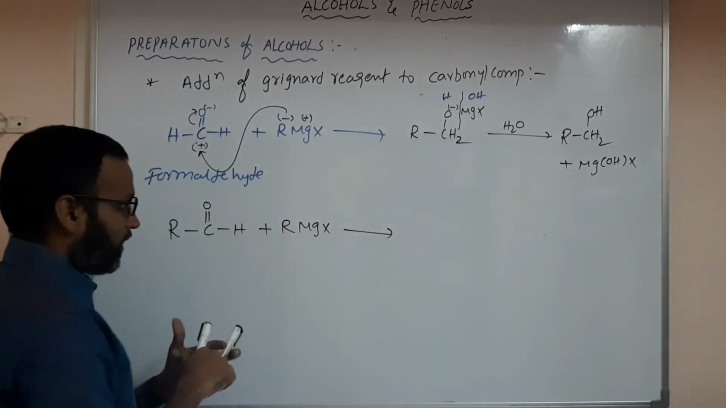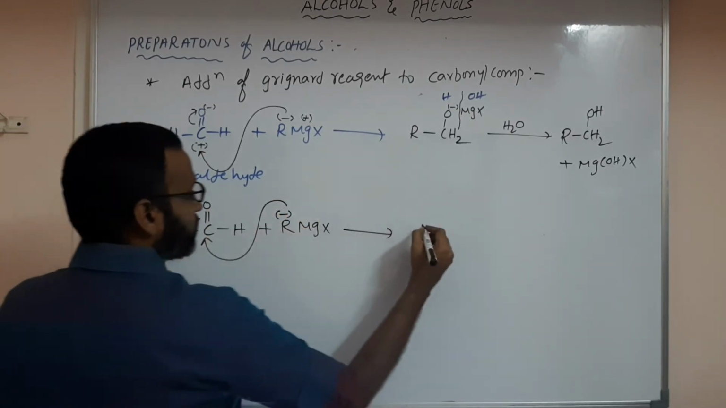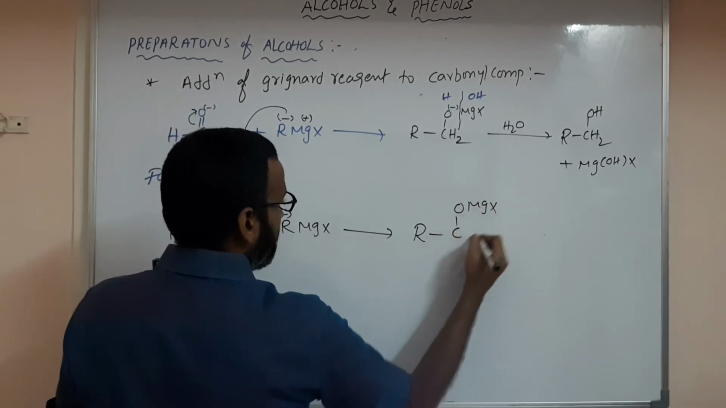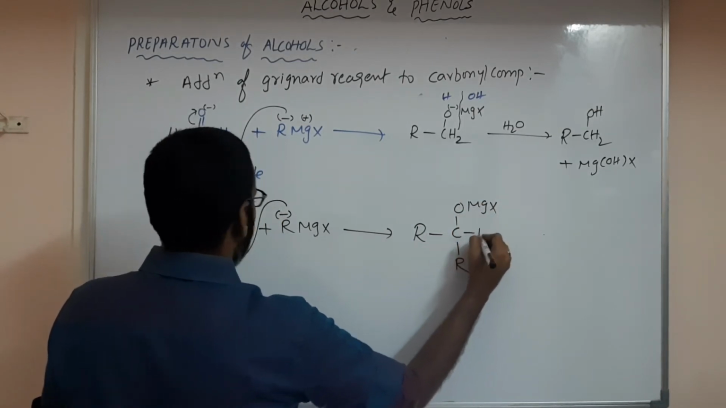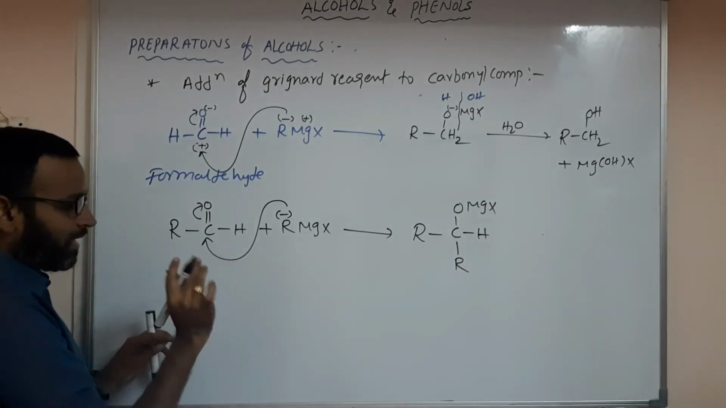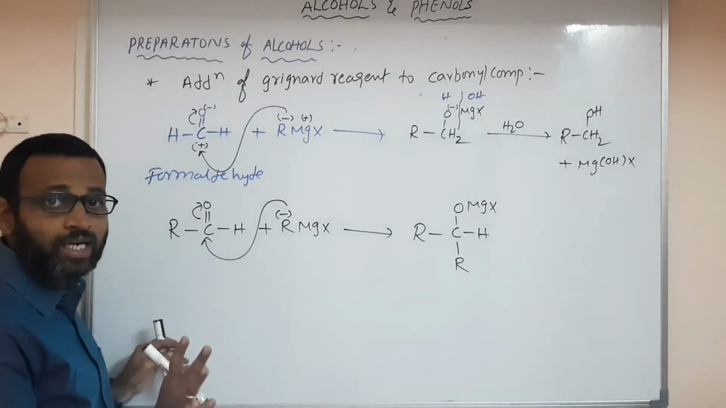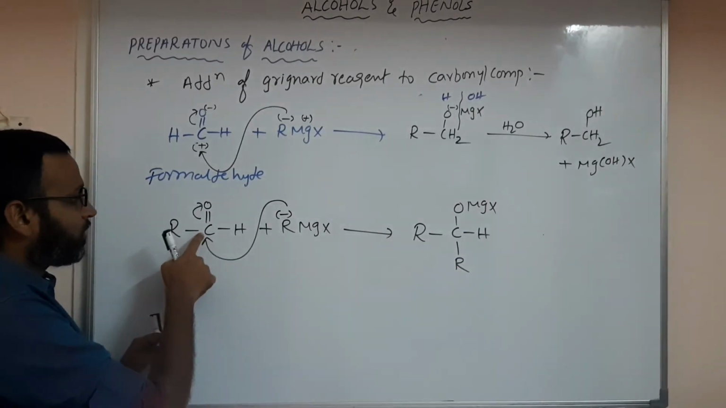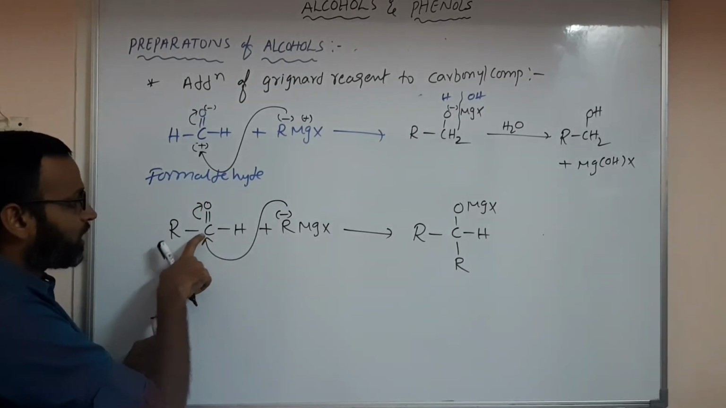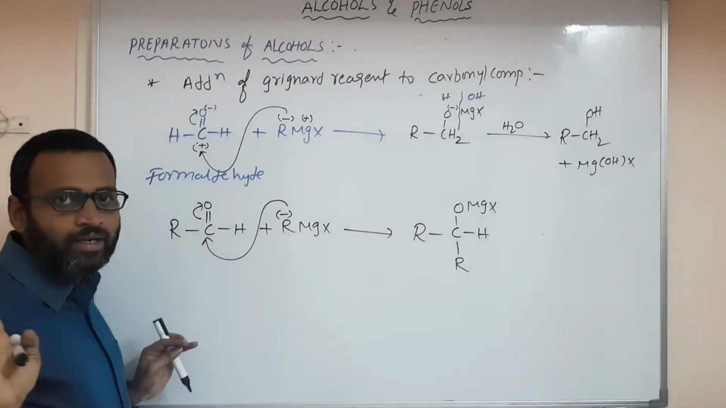But now I can say one thing here. This R minus will come over here and migrate. So I have R, C, O, MgX, and here you have R and here H. Got it? So R minus is adding at the carbonyl carbon. This is the carbonyl carbon. Carbonyl carbon means the carbon that has the double bond to oxygen. There the alkyl will add. That's it.